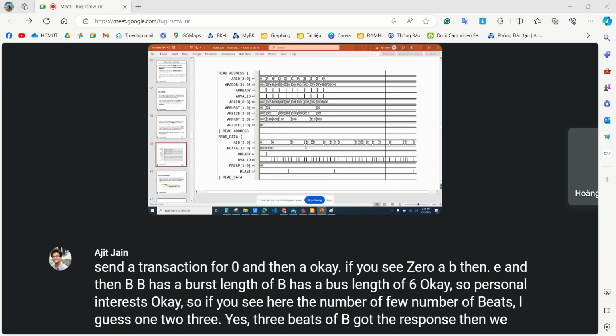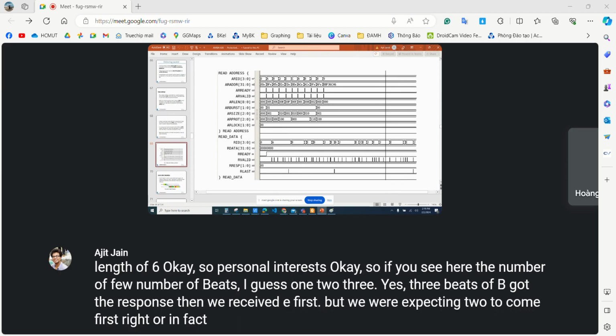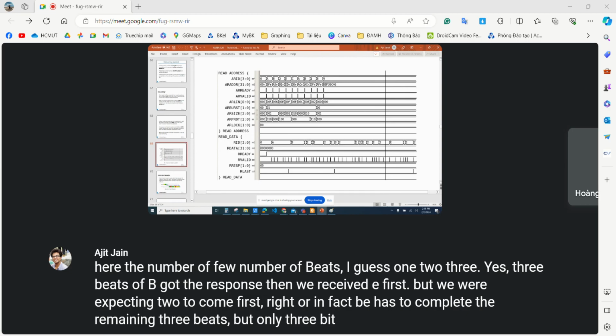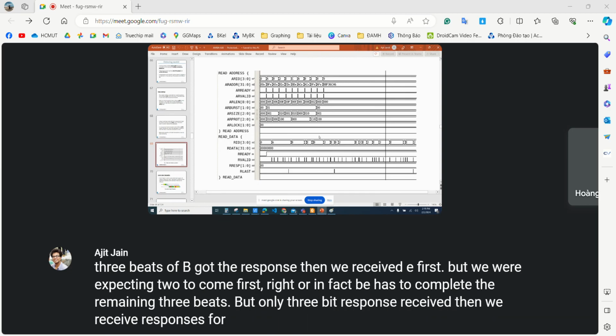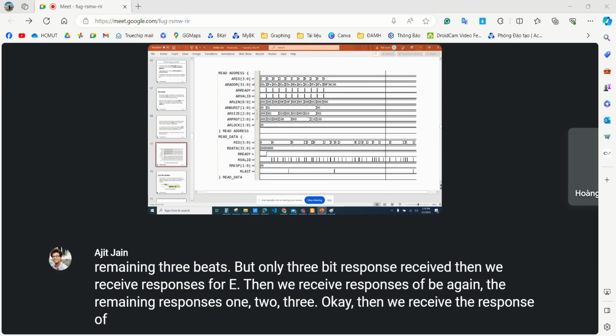Then we received E first, but we were expecting 2 to come first, right? Or in fact, B has to complete the remaining 3 beats, but only a 3 beat response has been received. Then we receive responses for E. Then we receive responses of B again, the remaining responses 1, 2, 3. Okay. Then we receive the response of 2. So this is called out of order transactions.